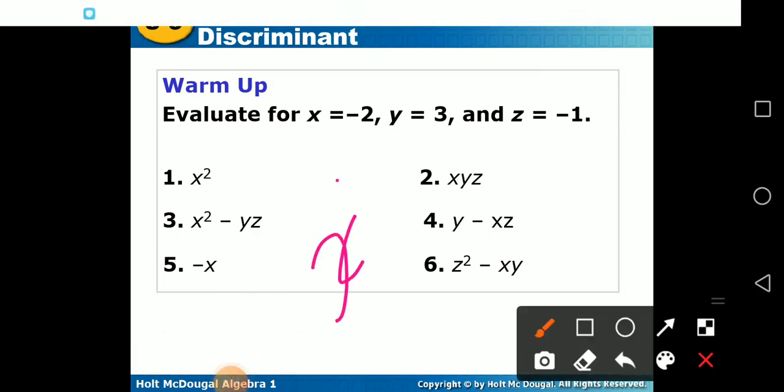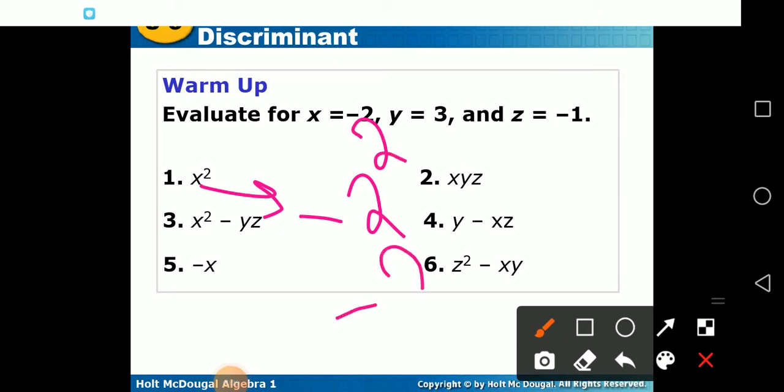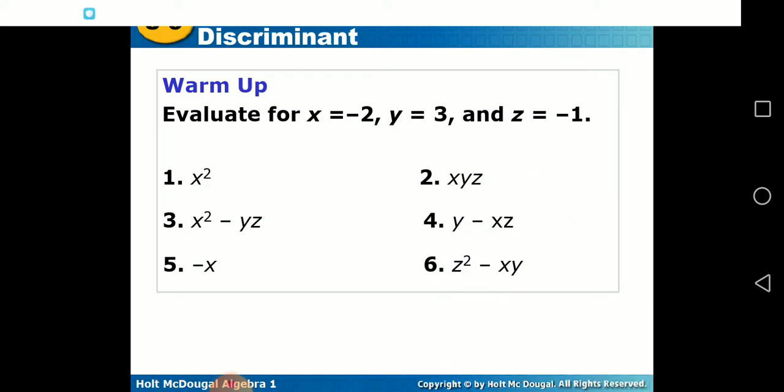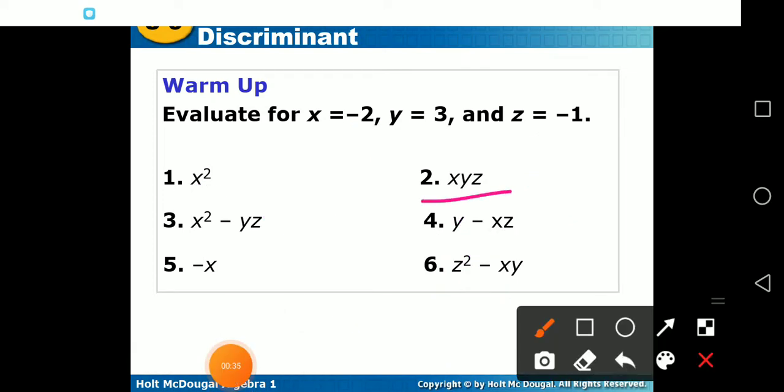When I say I have x power 2, I have here x squared. Evaluate for x when x equals negative 2. So instead of x, I will write negative 2 squared. This means it's negative 2 multiplied by negative 2. Negative and negative gives me positive, so I have positive 4.